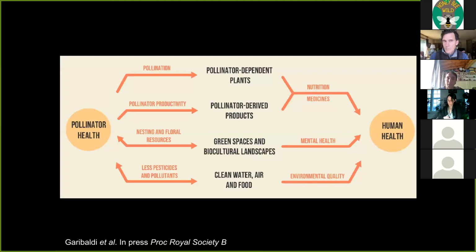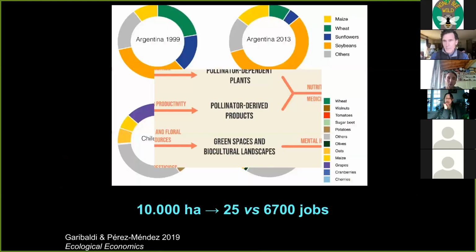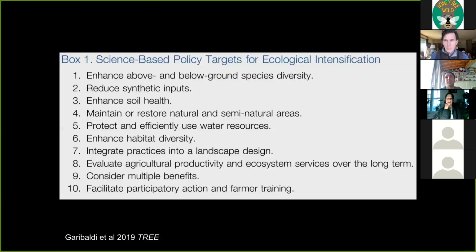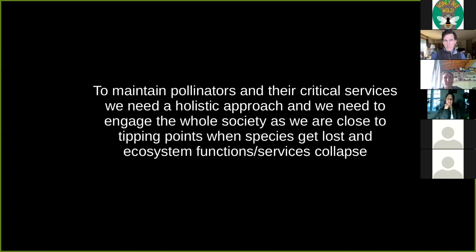The other one is through mental health, through the promotion of green spaces, and biocultural landscapes, and also pollinator center initiatives that reduce pesticides and pollutants. They create better environmental quality for humans' health. So, in summary, bee friendly are human friendly environments, and these are our 10 practices to perform for ecological intensification at the different levels. And this is a conclusion that we wrote with Alex, that in general, to maintain pollinators and their critical services, we need a holistic approach, and we need to engage the whole society, as we are close to tipping points when species get lost and ecosystem functions and services collapse.